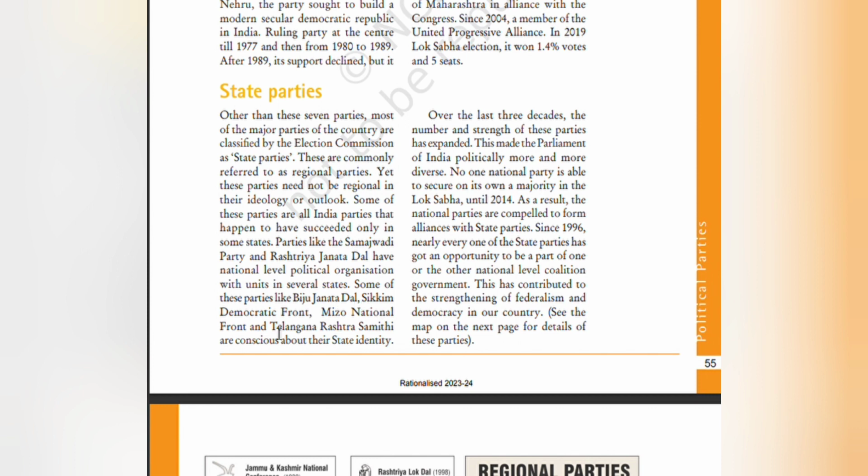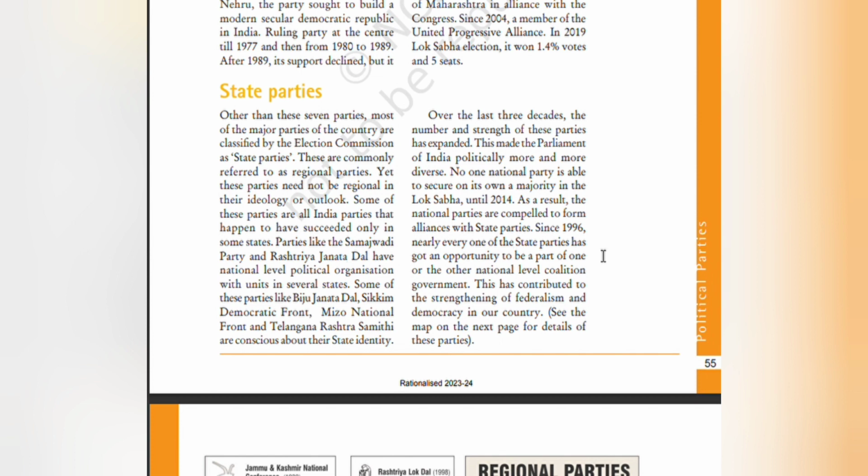Some of these parties, like Biju Janata Dal, Sikkim Democratic Front, Mizo National Front, Telangana Rashtra Samiti, are conscious about their state identity. Over the last 3 decades, the number and strength of these parties has expanded. This made the Parliament of India politically more and more diverse. No one national party was able to secure on its own a majority in the Lok Sabha until 2014. As a result, the national parties are compelled to form alliances with state parties.